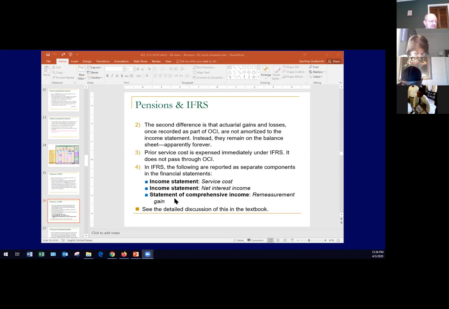So remeasurement gain is in the statement of comprehensive income. It bypasses the income statement. In the income statement, they pull out the interest income and report it separately from the service cost. In USA GAAP, they're combined in one account, pension expense. There's a more detailed discussion of this in the textbook.